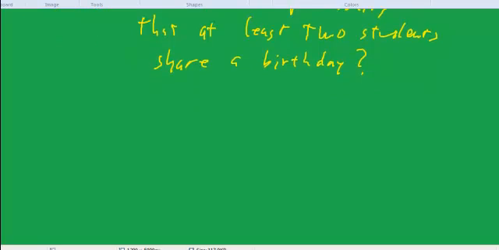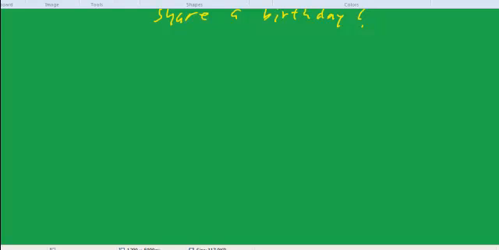So let me give you a strategy for solving that. Imagine we had these students here, and we take our first student, and we ask, does this student share a birthday with any other students? And if the answer is yes, we stop and say we're done. We found a case where there's a shared birthday.